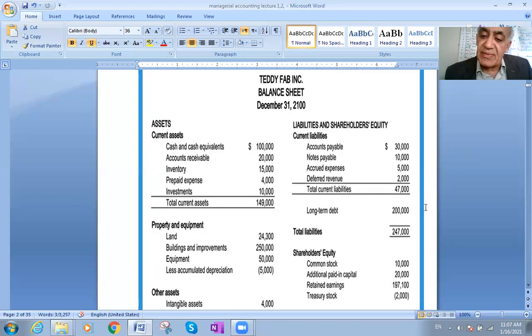So all this together comes to $47,000. Plus you have a long-term debt of $200,000, right? So we'll add all this together: 30,000 plus 10,000 plus 5,000 plus 2,000 comes to 47,000, plus 200,000. This all will be 247,000. Then this is the current liabilities, and this is the fixed liabilities.